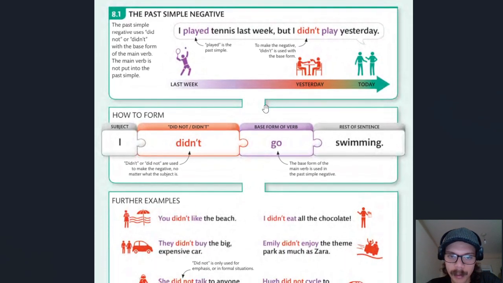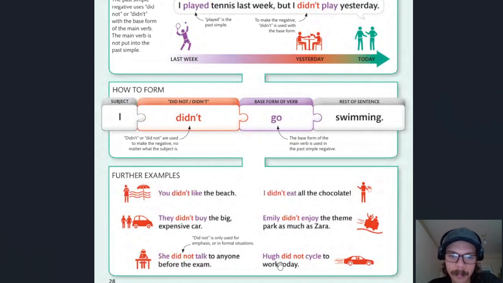And in fact, down here you have the structure. You'll see it's using go for the example. So again, didn't, which here you can see it's separated, did not. Okay, good. This is when you don't have the verb be. Okay, I'm going to read the further examples.